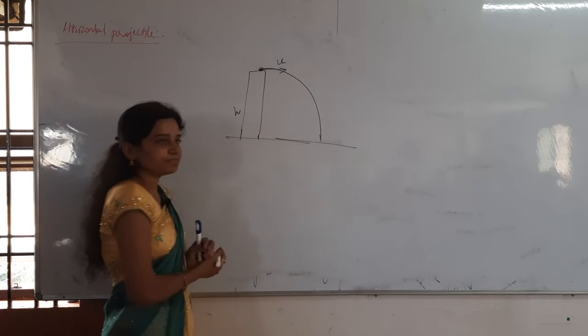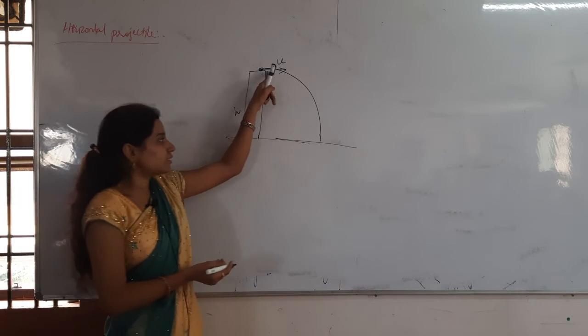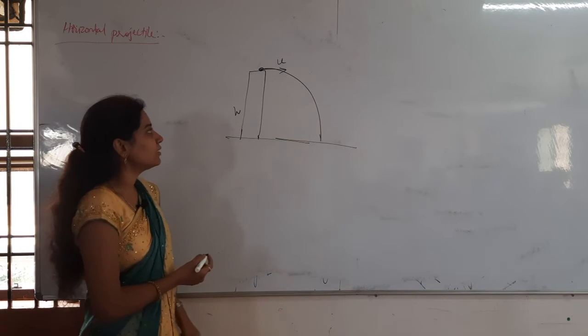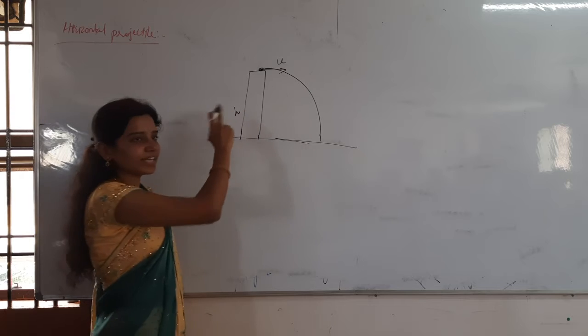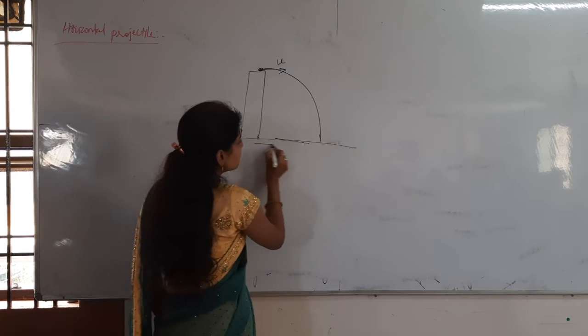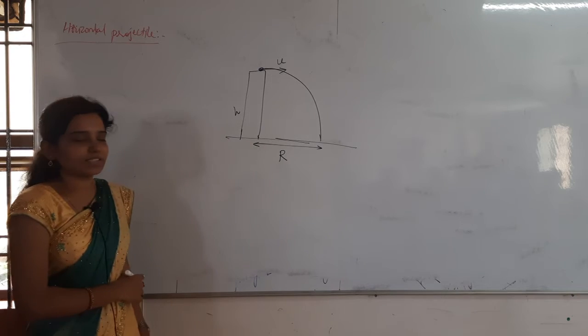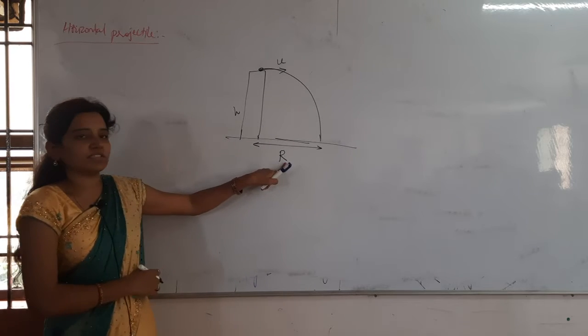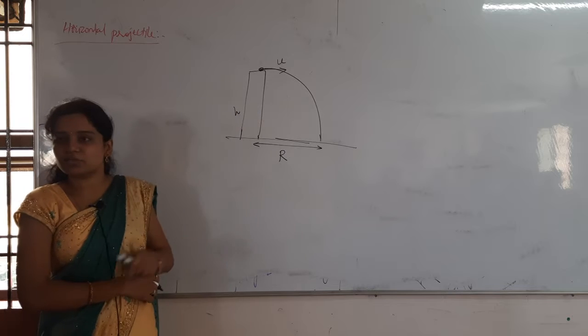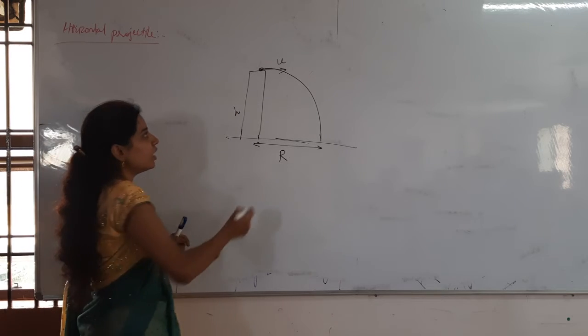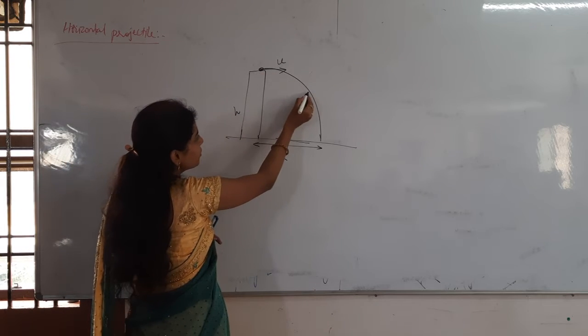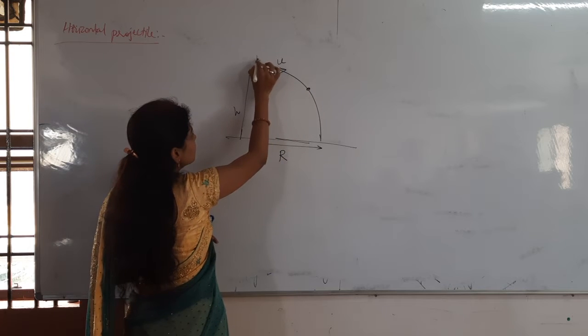Half projectile will come. Whenever it is following a parabolic path, we are projecting from what height? H height, and then it is reaching the ground at a point. The distance is how much? Nothing but R is the distance. Now horizontal distance is how much? R, and vertical distance is how much? H.